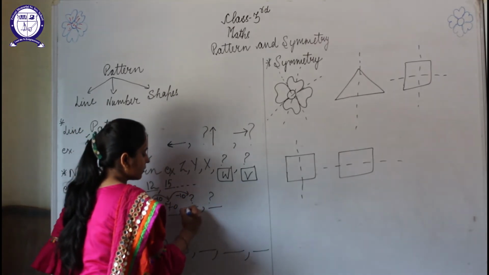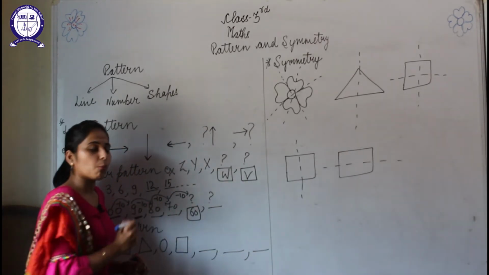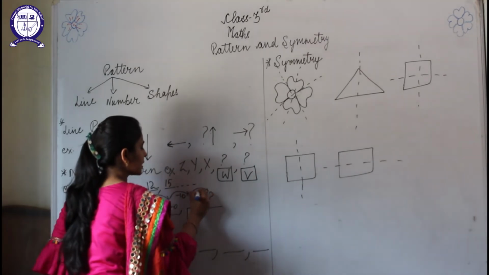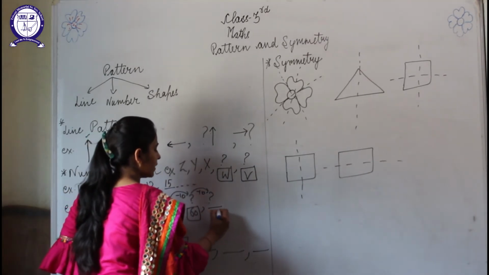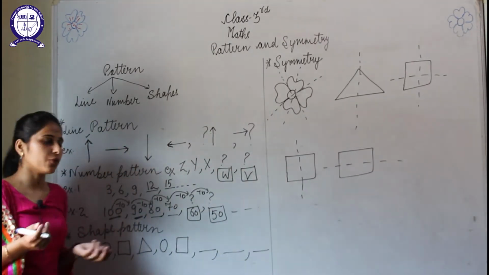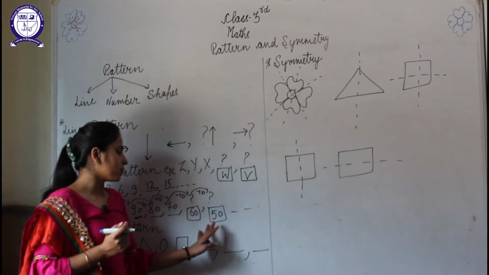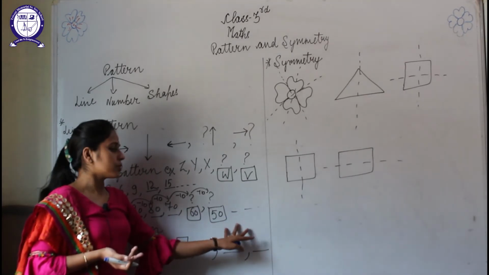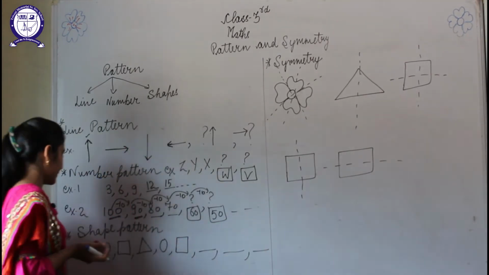So in this blank what will be there? 60. Now we'll subtract again 10 from 60. What will be there? 50. So like this we can continue this pattern up to however many terms we want. If you are asked to find 2 terms, you have to find 2, or if you are asked for 3, you have to find 3, students.